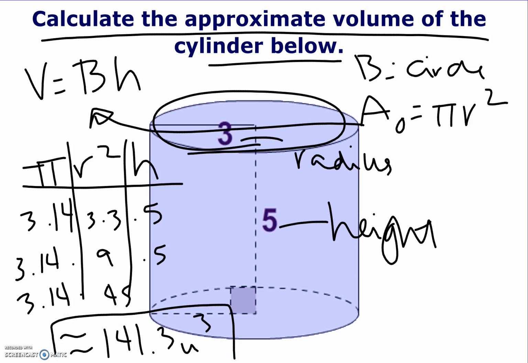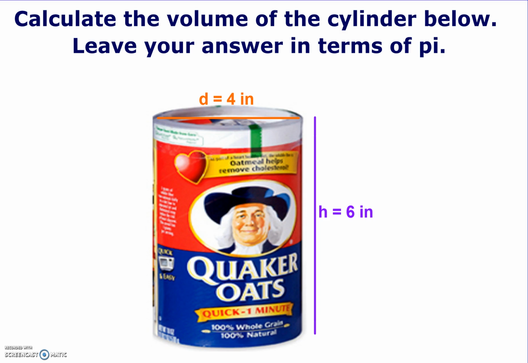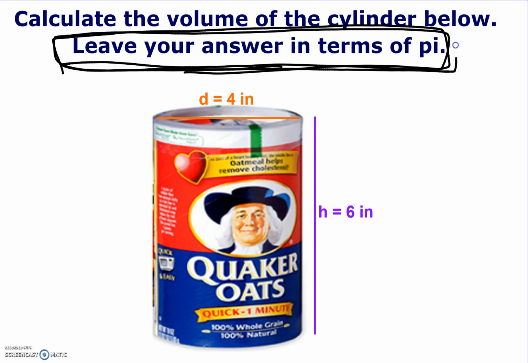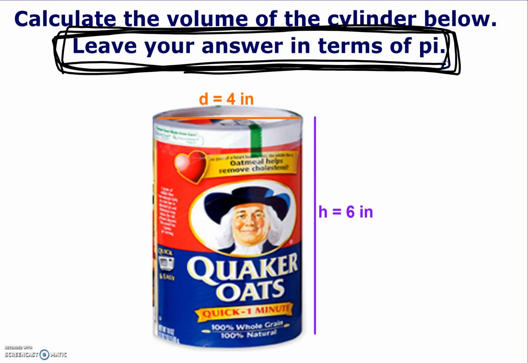Once you're done with that one, go ahead and hit play and we will continue again. Calculate the volume of the cylinder below. Leave your answer in terms of pi. You have to pay attention to that. It tells you how to leave your answer. The first few examples we did both in pi format and in approximation. This one says leave it in terms of pi.